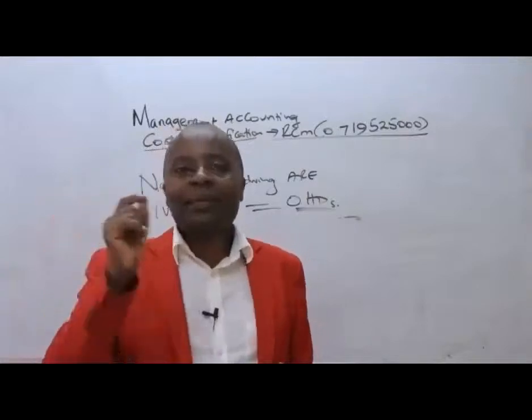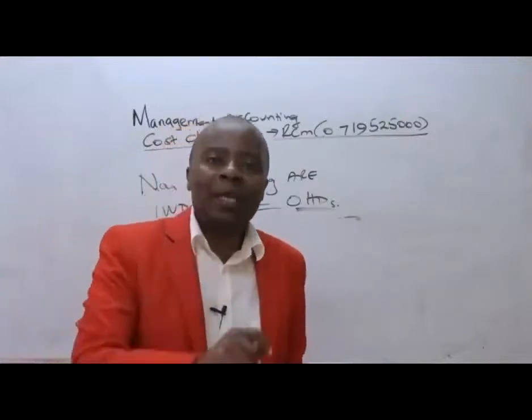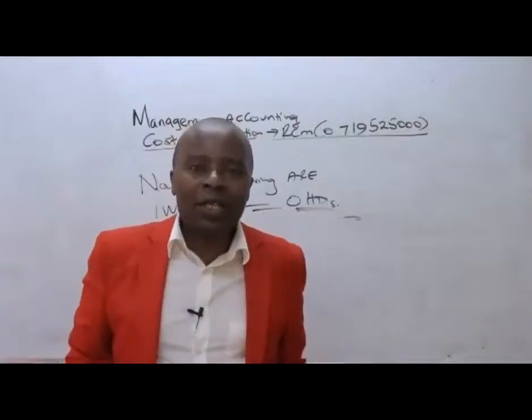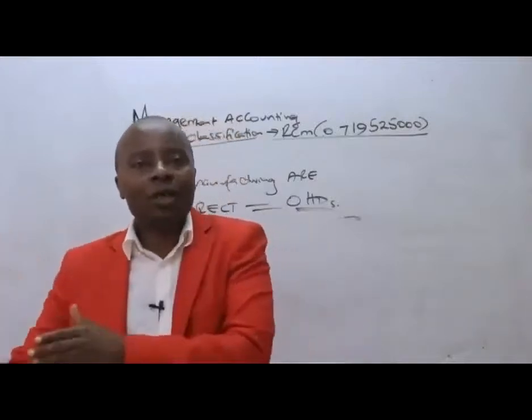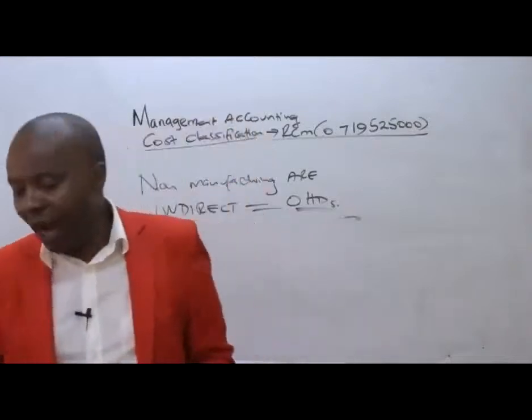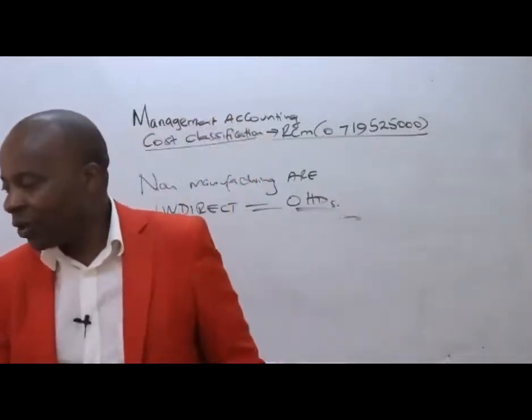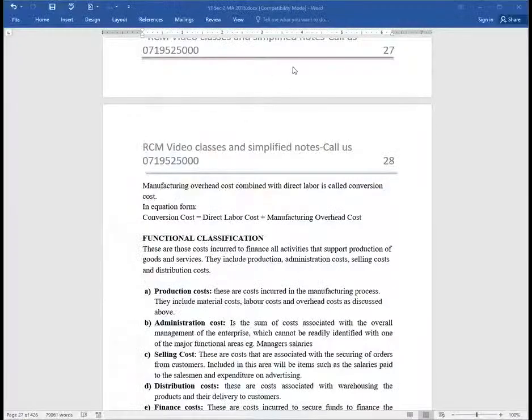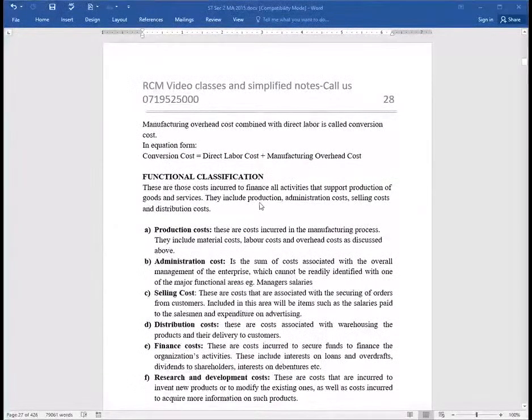We shall be having another important activity in this particular company called accounting or finance, so you're going to have finance or accounting costs. For us to understand the functional classification, here we are sharing our materials with you. Under functional classification, we are told these are those costs incurred to finance all activities that support production of goods and services. They include production, administration, selling, and distribution costs. Production costs are costs incurred in the manufacturing process.